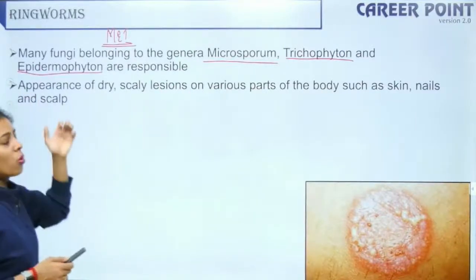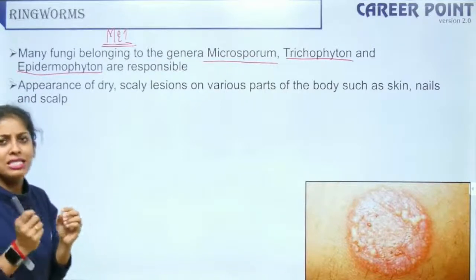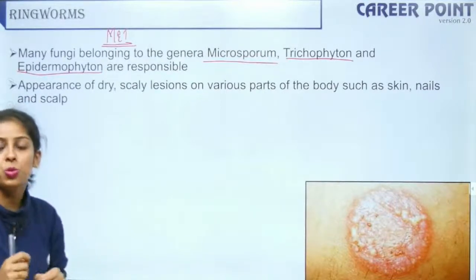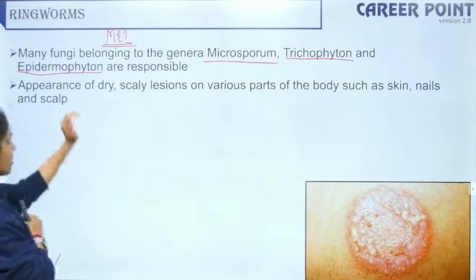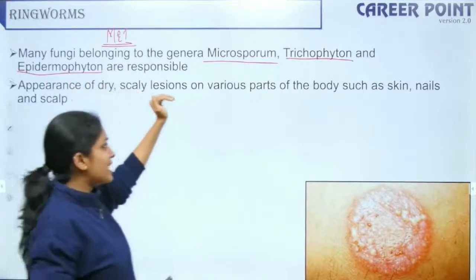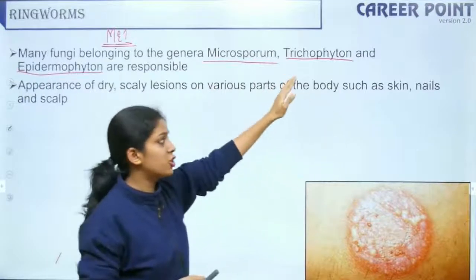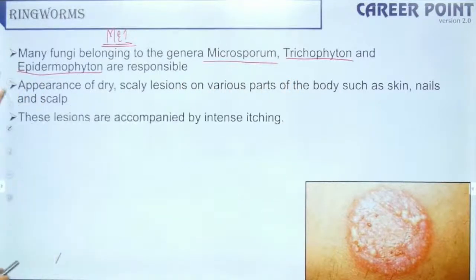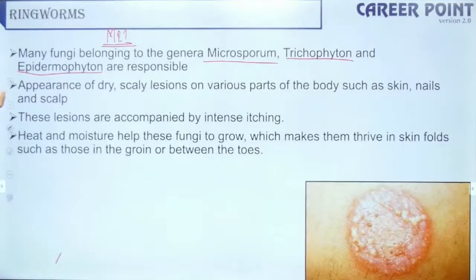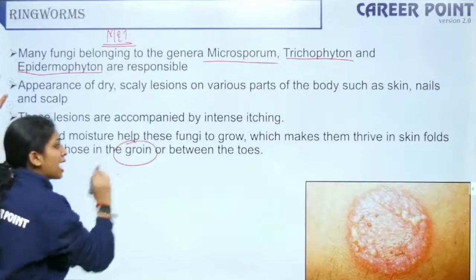Okay. So what are the symptoms? The symptoms can be slightly away from all the symptoms we have correlated so far. Appearance of dry, scaly lesions on various parts of the body such as skin, nails and scalp. Okay, the lesions are accompanied by intense itching. Lesions are nothing but wounds or rashes. Fine. So heat and moisture help the fungus grow, which makes them thrive in skin folds such as those in the groin and between the toes. Groin is towards your thigh region.